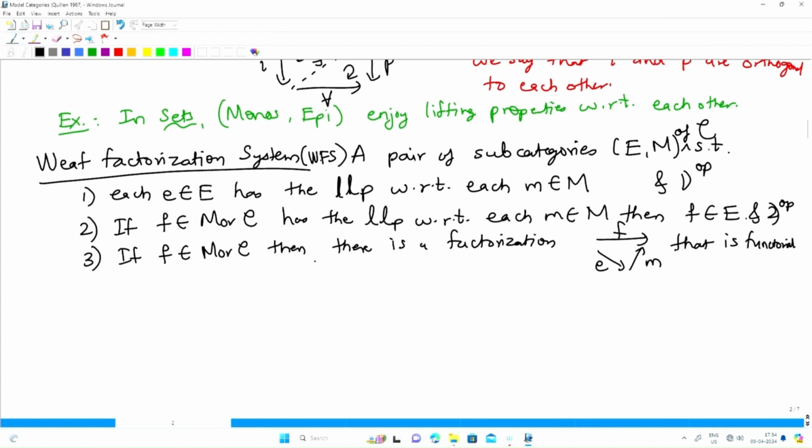No, I mean E is a collection of morphisms, morphisms which are closed under compositions. So that's why I'm calling it a subcategory. And which also contain identities. No, each E in E.